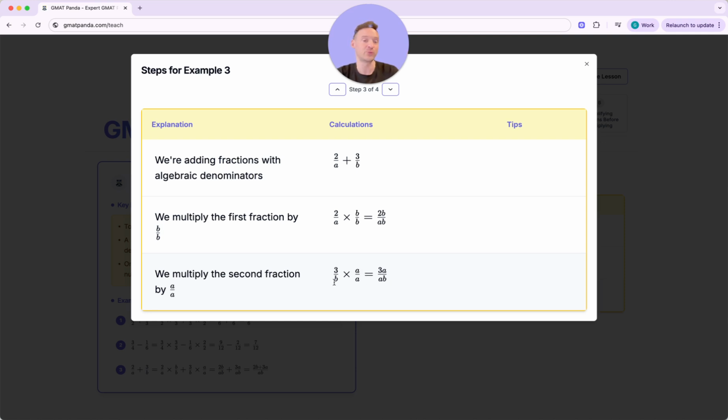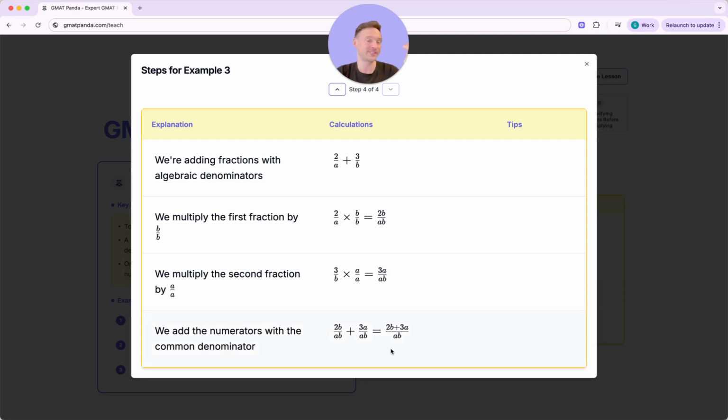In this case, we start with b and we want ab as a common denominator. So we multiply by a, top and bottom, and we get 3a over ab. Now, we both have the same denominator ab, so we can add the numerators to get 2b plus 3a over ab. So pretty much the same thing as if we had numbers. It's just that some of the numbers are hidden behind these letters. We still have to look for a common denominator, and the simplest way to do that is just to multiply the two denominators together.